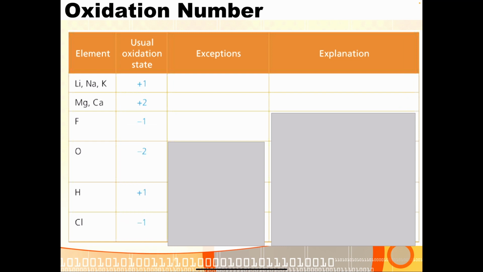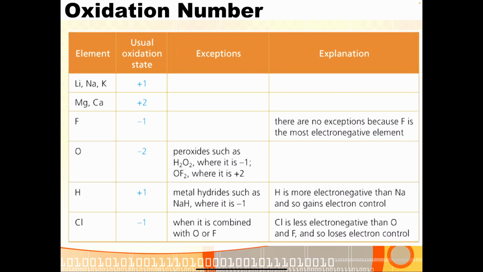Elements like lithium, sodium, and potassium have a usual oxidation state of plus 1. Magnesium and calcium are plus 2. Fluorine is minus 1. They are no exception, because fluorine is the most electronegative element. In the halogen group, fluorine, chlorine, bromine, iodine, astatine, fluorine is at the top. It's the most electronegative element, so there is no exception for it.